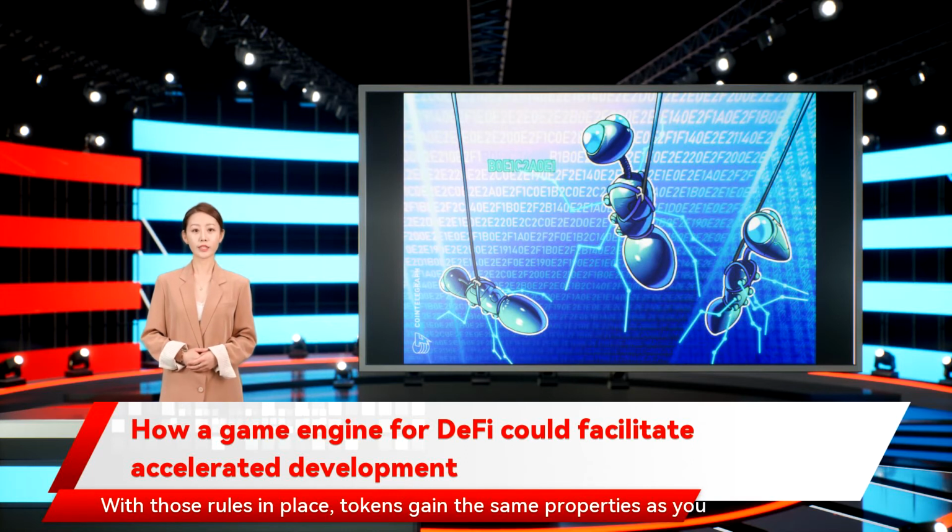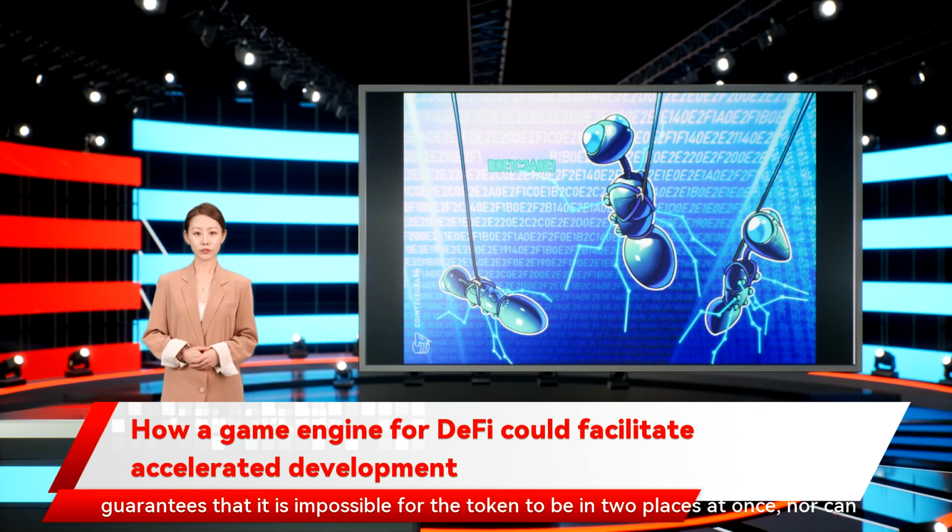With those rules in place, tokens gain the same properties as you would expect from a physical coin in your pocket. You can physically give it to someone else, but the platform guarantees that it is impossible for the token to be in two places at once, nor can it disappear.